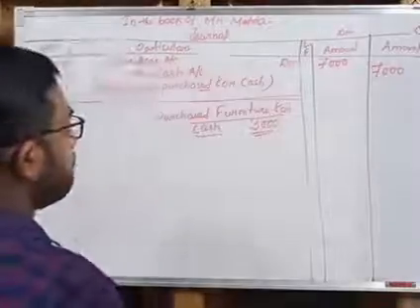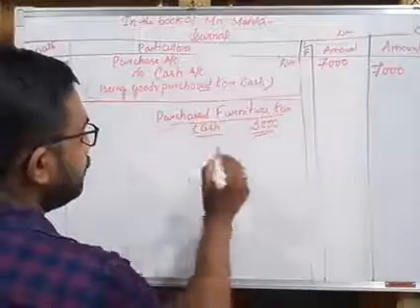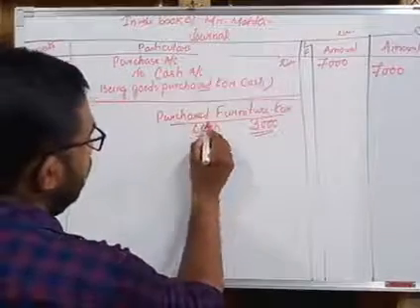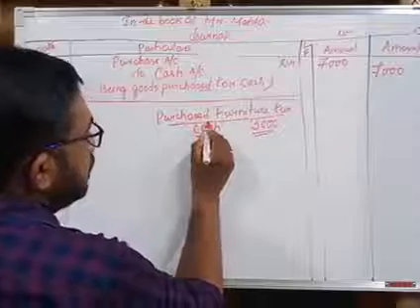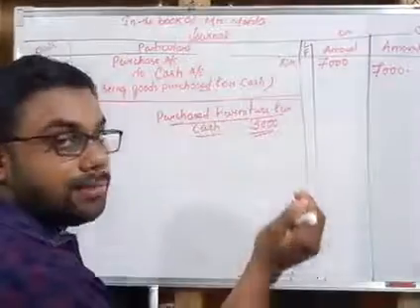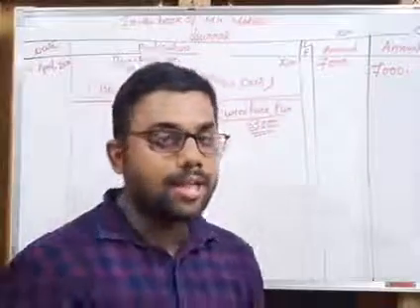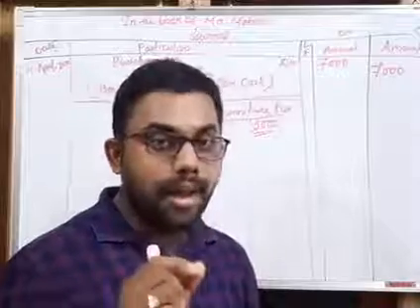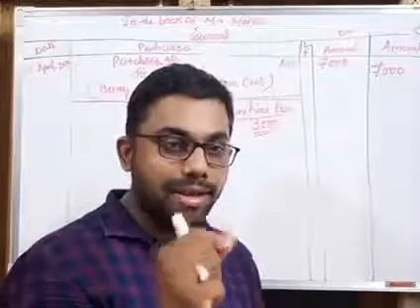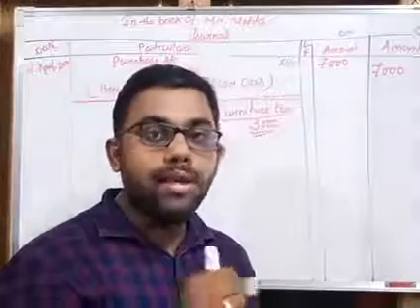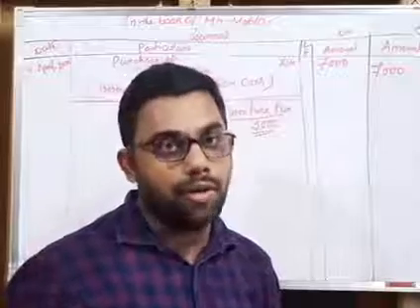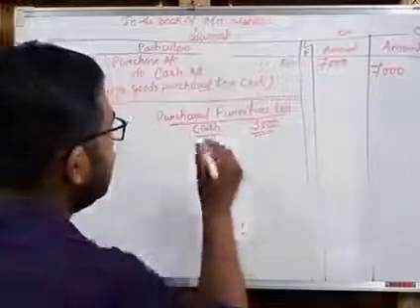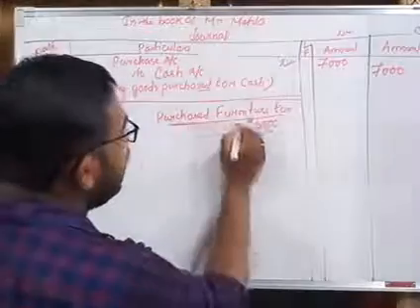So, what is the name of the account? Purchase account. Okay, purchased furniture. Remember the last entry. In the last entry, that was purchased goods, and I told you that when a business purchases goods, we have to write only purchase account. But in this case, the business purchased furniture.